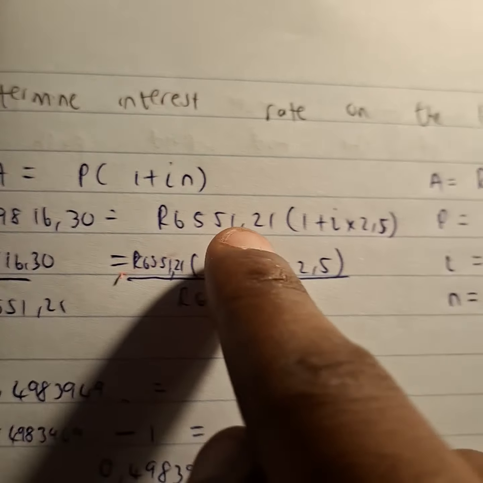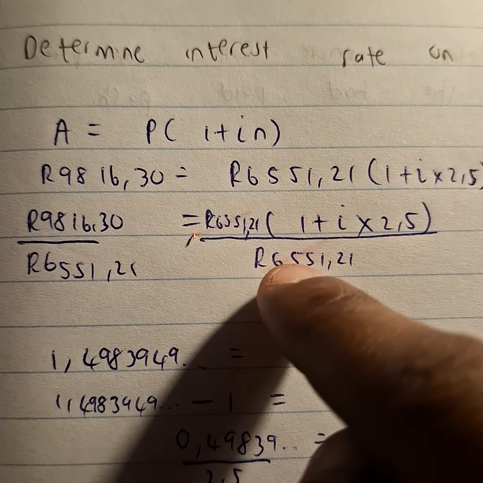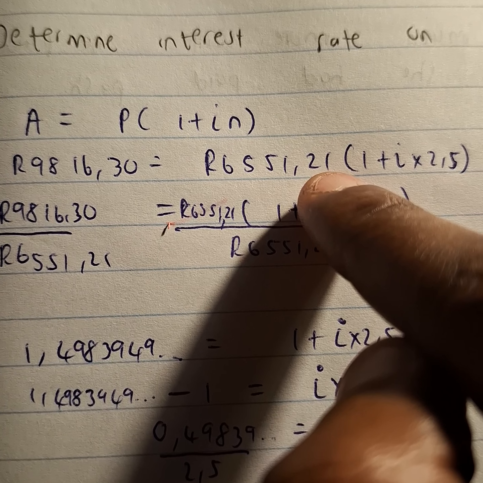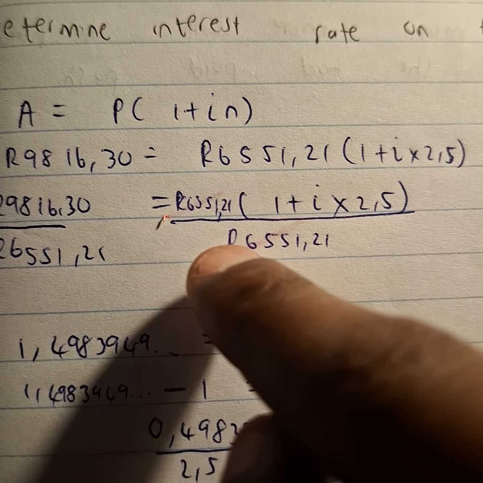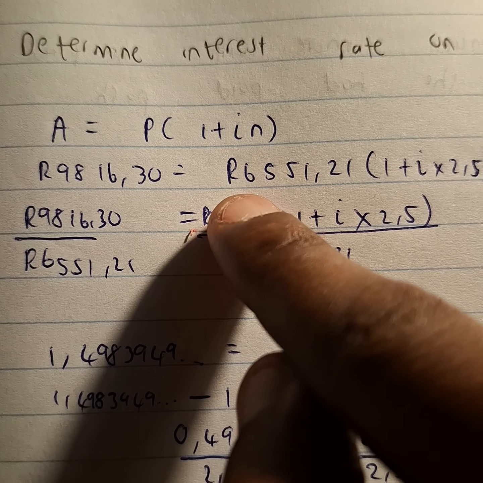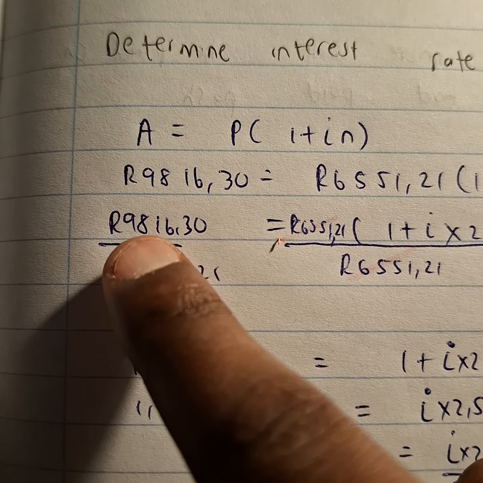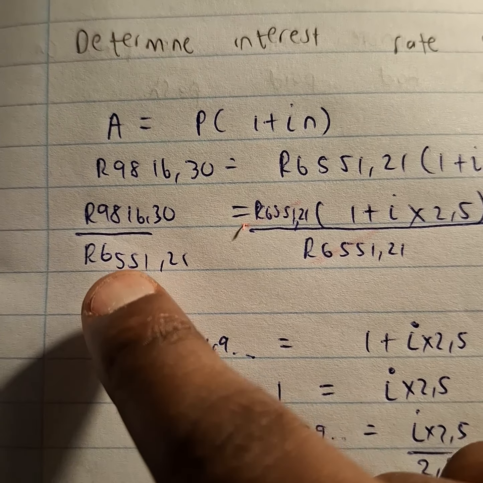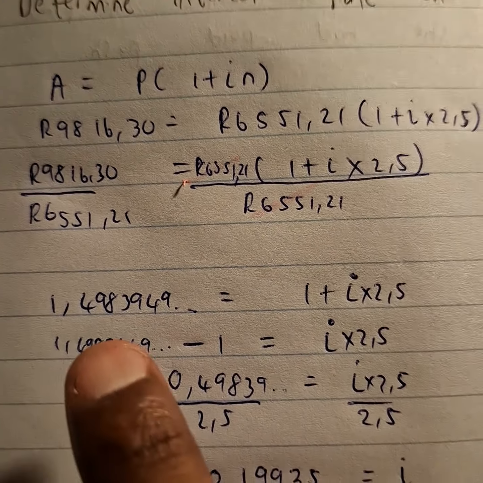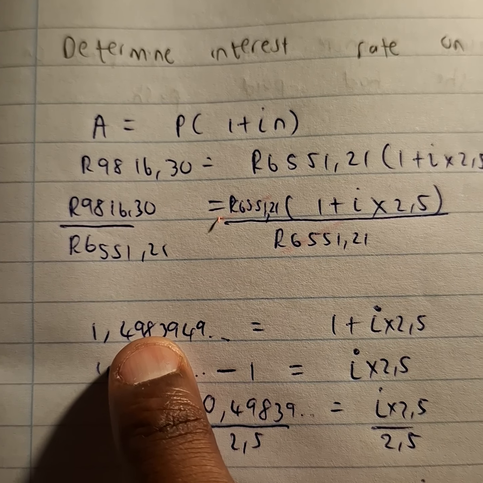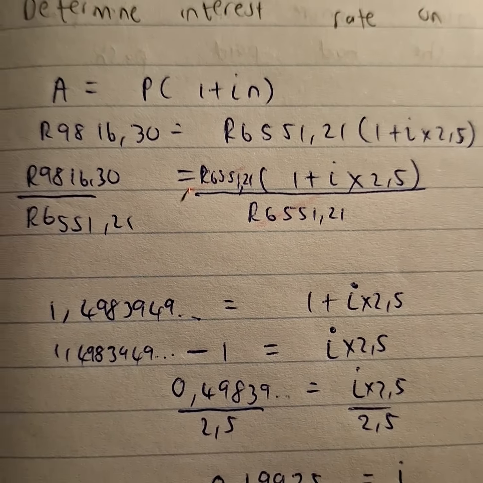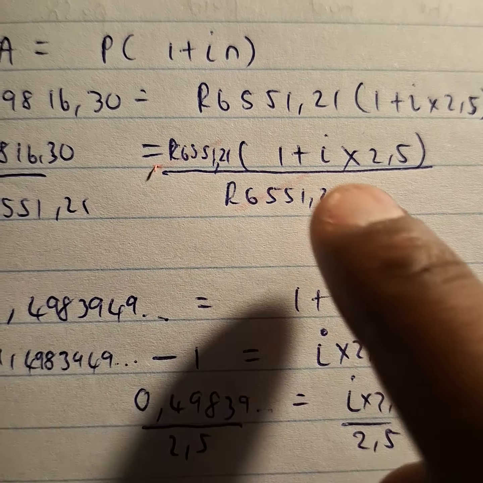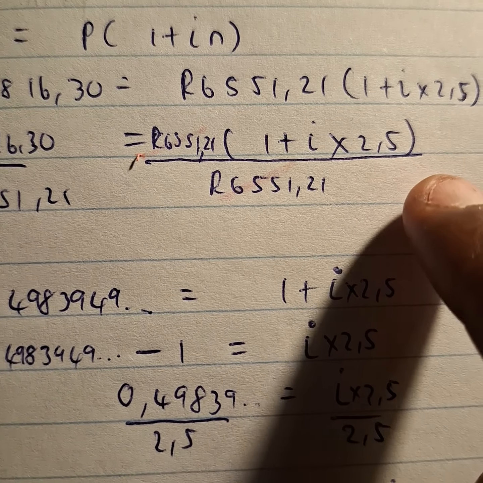The first step is we divide both sides by 6,551 rand 21 cents. Why? We want to get rid of the 6,551 rand 21 cents. That will cancel those two, and then we use our calculator to find out what 9,816 rand 30 cents divided by 6,551 rand 21 cents is. We get that value in our calculator, and it's good to not round it off yet because we round off at the end. After that cancels, we are left with 1 plus i times 2.5.